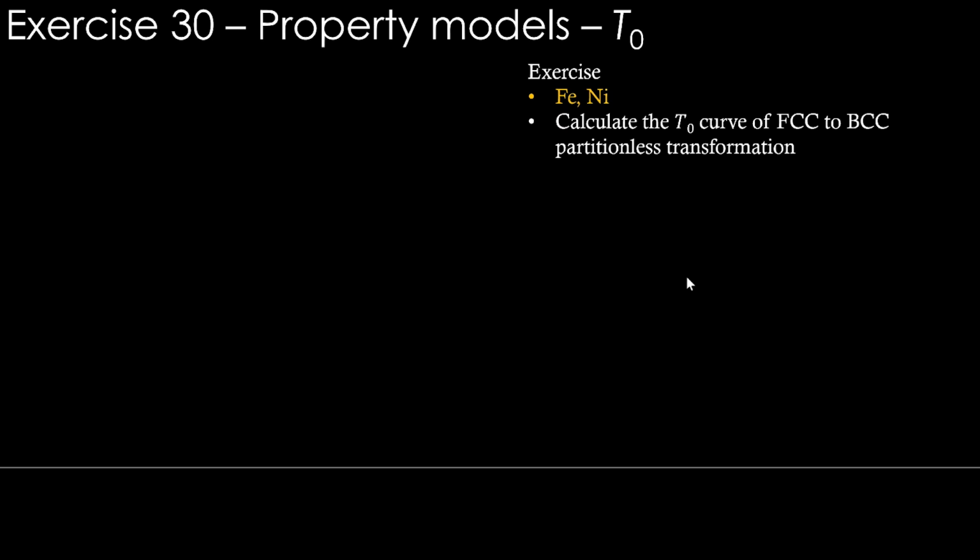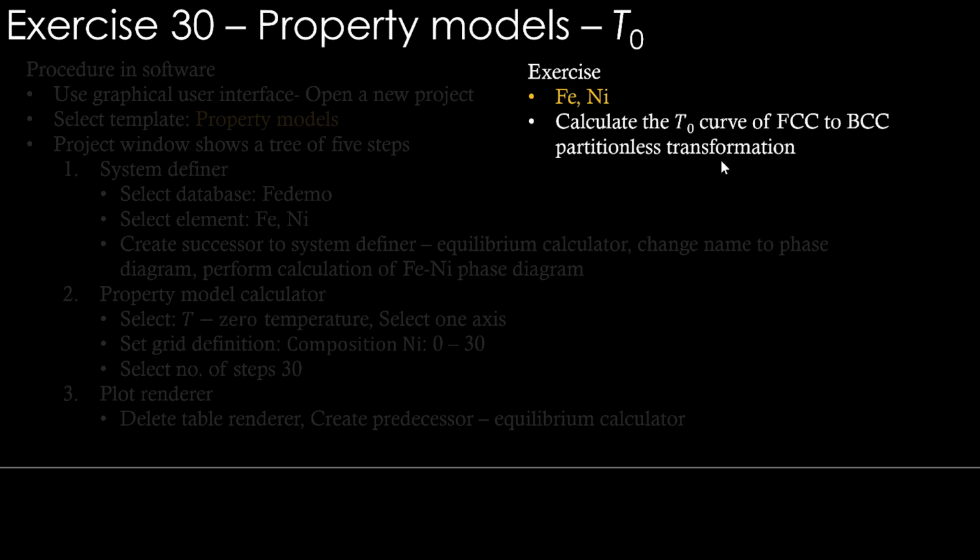Now let's see how to make this T0 diagram using the software. We will take the FeNi system. This system has this nice two-phase region where we can trace a T0 line. That's why we choose this. Calculate the T0 curve of FCC to BCC, FCC transforming to BCC completely through partitionless transformation. Let's see how to calculate that.